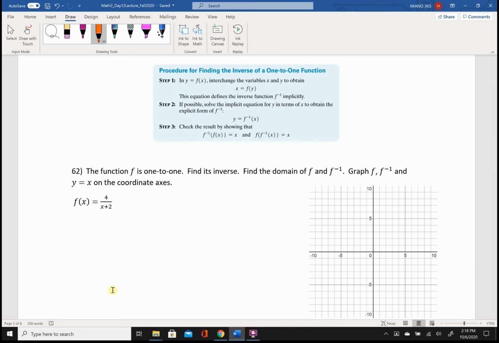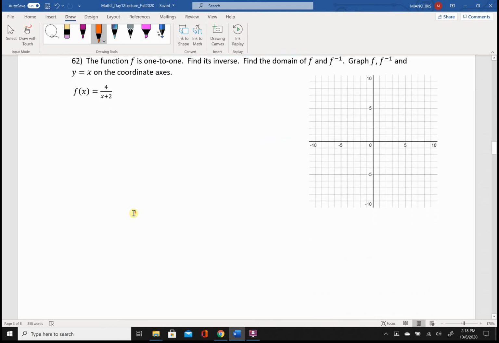Okay, just a moment. We are going to find f inverse. We're given a 1-to-1 function f of x equals 4 over x plus 2. We're going to go through the 3-step procedure in order to find the inverse, and then we're going to find the domain of f and f inverse, and graph both of them and y equals x on the same coordinate axes that you see already given to you to the right.